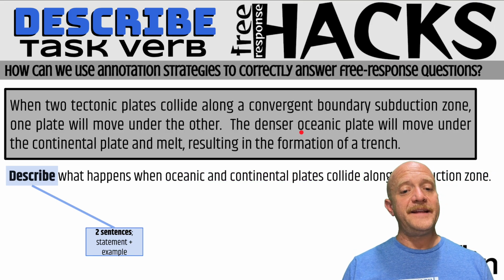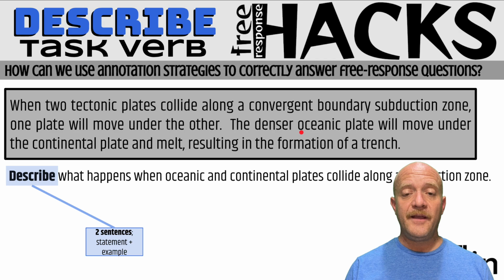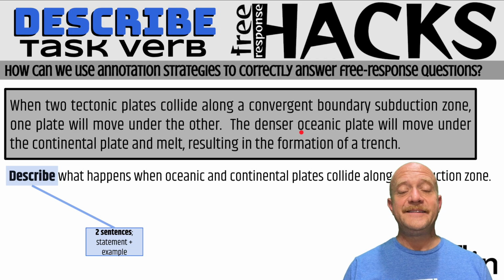When 2 tectonic plates collide along a convergent boundary subduction zone, one plate will move under the other. The denser oceanic plate will move under the continental plate and melt, resulting in the formation of a trench. And there you have it. Annotation hacks, featuring the describe task verb.